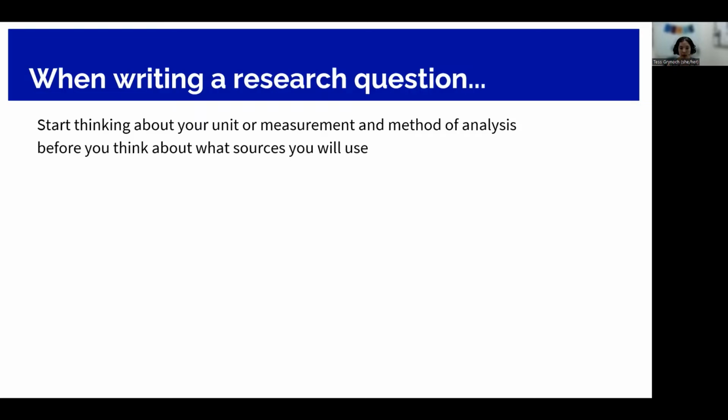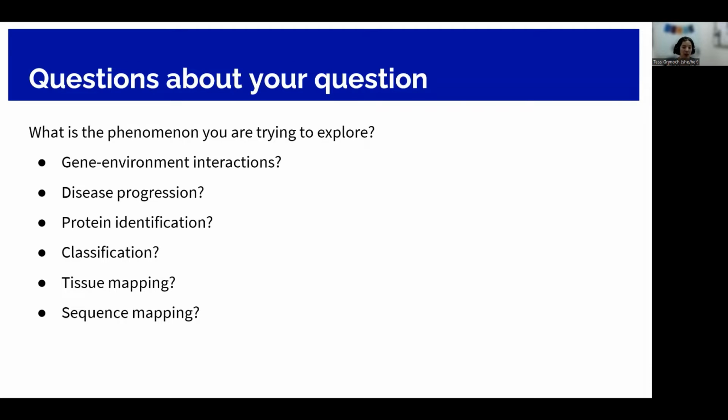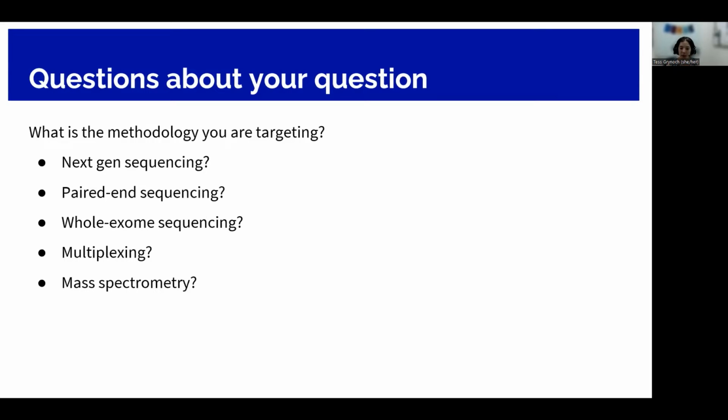Some questions to think about when developing your research question and search concepts are: who or what are you exploring? Patients, events, or a specific time, drug effects, DNA, RNA, single nucleotide polymorphisms, proteins, or peptides? What is the phenomenon that you're trying to explore? Is it gene-environment interactions, disease progression, protein identification, classification, tissue mapping, sequence mapping? And what is the methodology you are targeting? Is it next-gen sequencing, paired-end sequencing, whole exome sequencing, multiplexing, mass spectrometry?